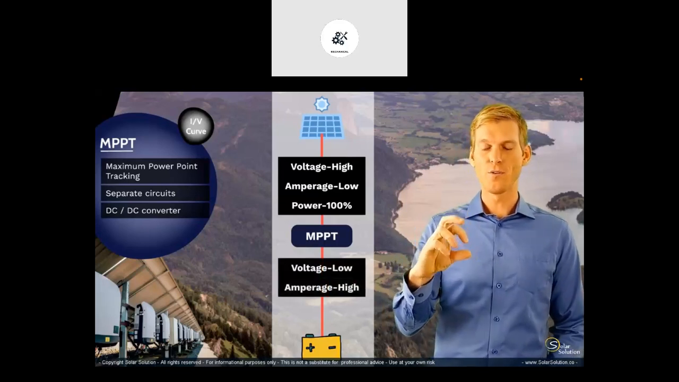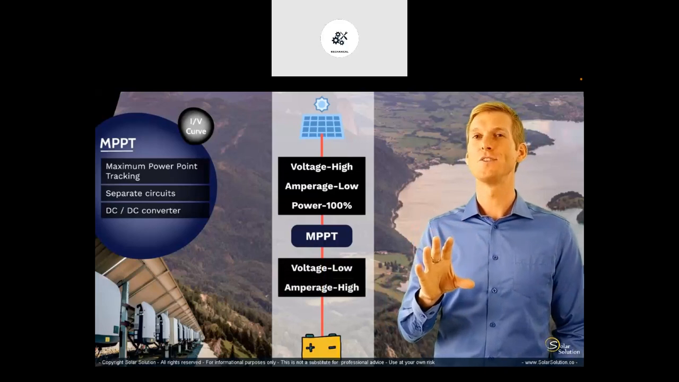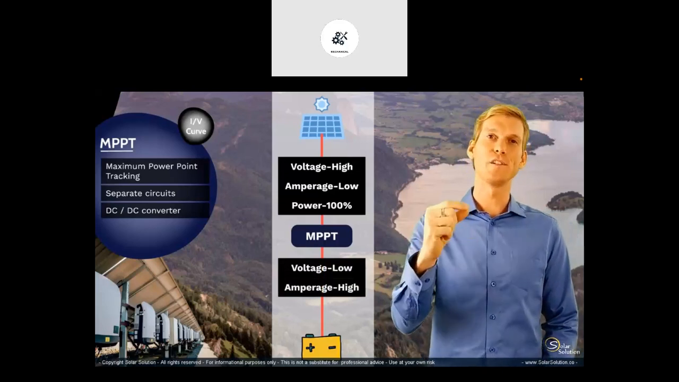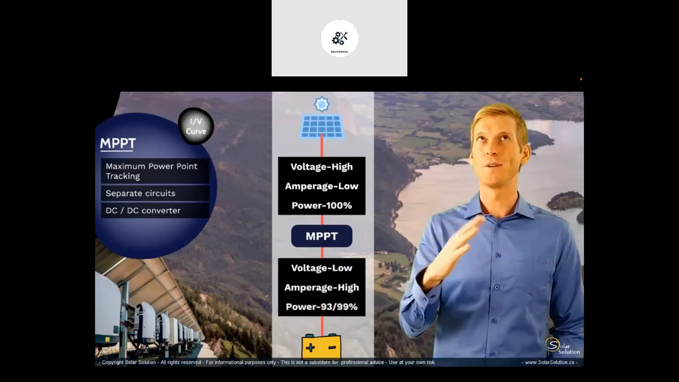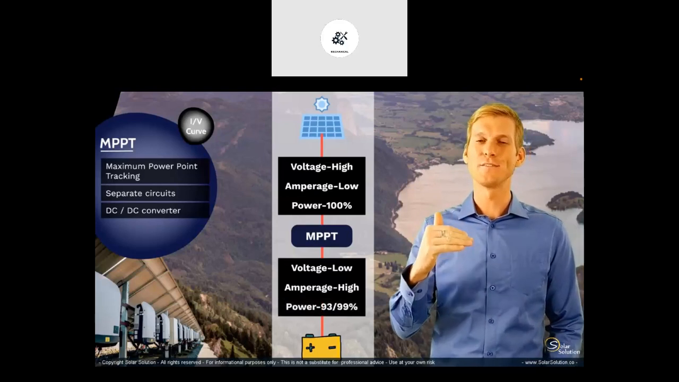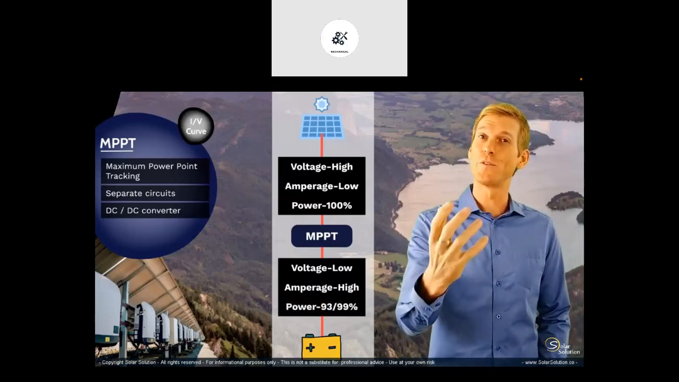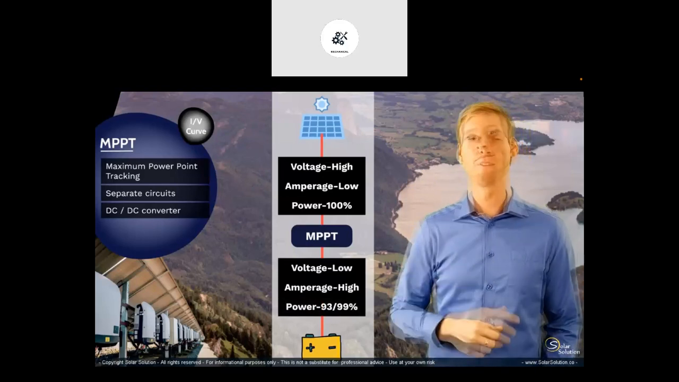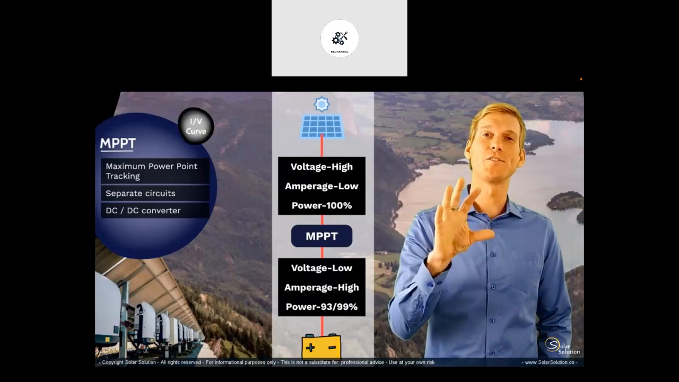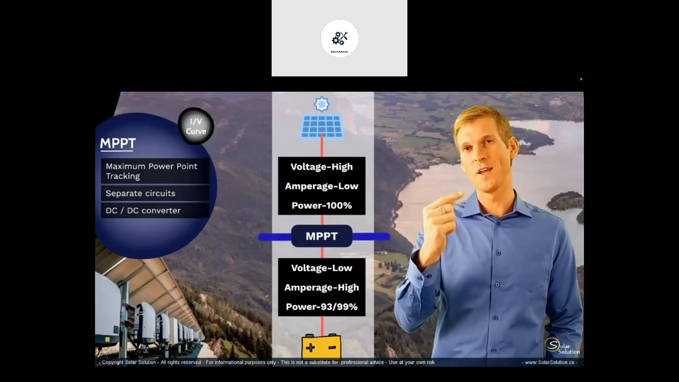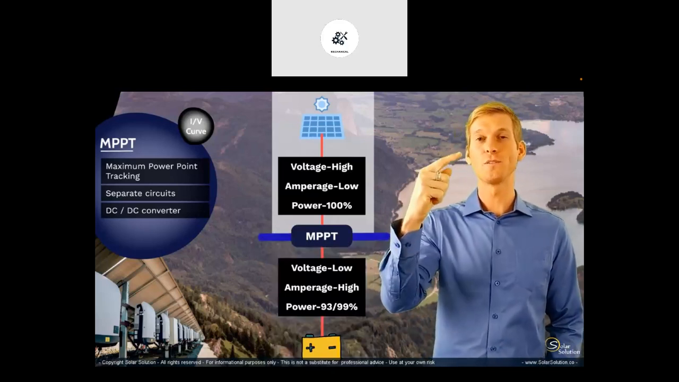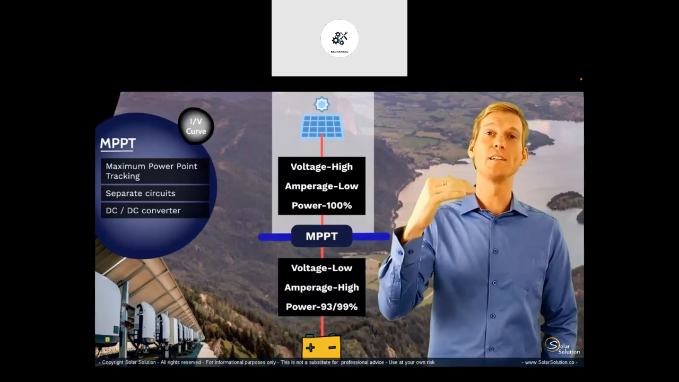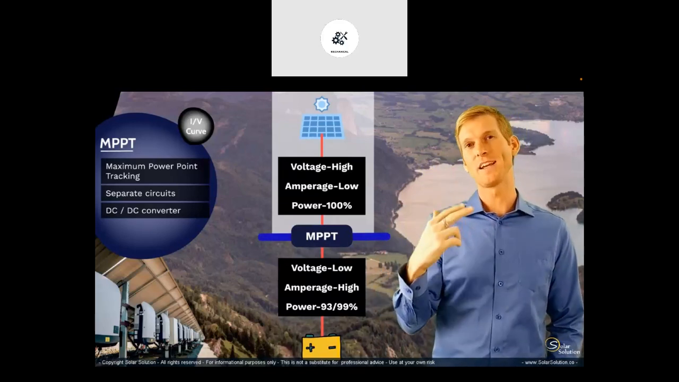And now you're connecting the MPPT charge controller to your load, to your battery. And on this side of the circuit, often you have a much lower voltage, therefore a higher amperage. Most MPPT solar charge controllers have a relatively high efficiency, up to 99 point something percent of the energy that you took from the solar panel, you're actually sending towards your load, towards your battery.